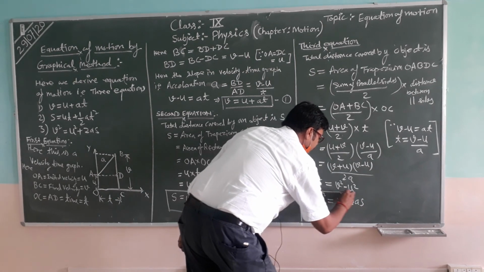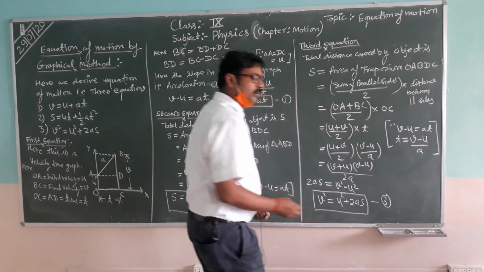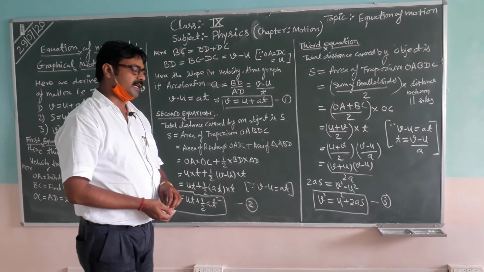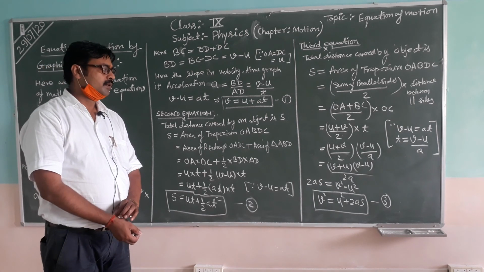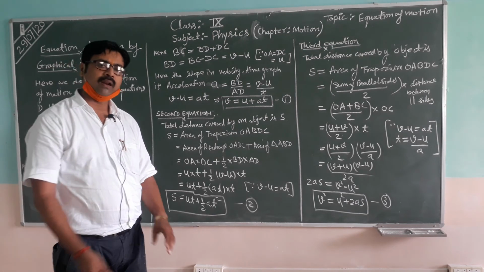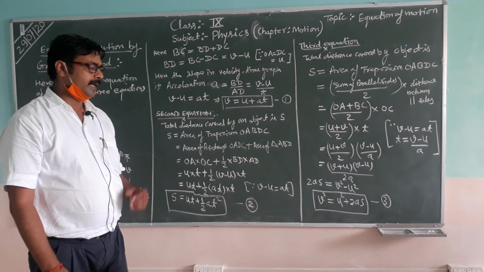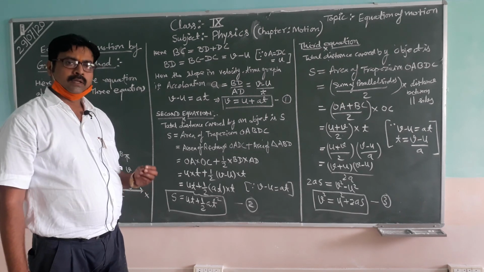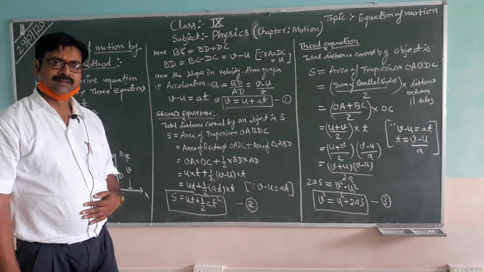My dear student, this is equation number third of the equations of motion given by Sir Isaac Newton. This is very famous for calculating distance, initial velocity, final velocity, and acceleration. So in the next video, in the next class, we will solve numerical questions based on all three equations. Thank you.